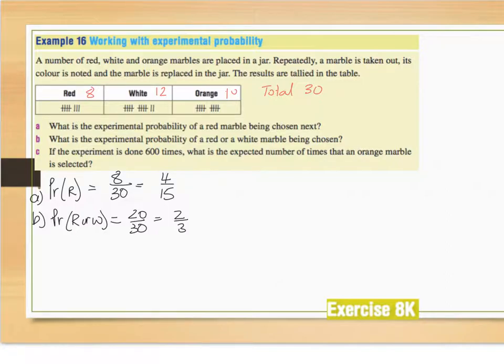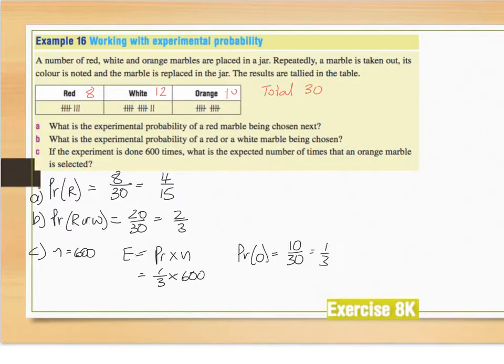Now, in C, the experiment is done 600 times, so 600 times I'm going to pick up a marble. What is the expected number of times that an orange marble will be selected? So the expected value will be the probability times the number of times that I've done it. First of all, I have to find the probability of getting an orange marble. Well, the probability is 10 out of 30, or 1 in 3. That means 1 over 3 times 600, so I will expect to find 200 orange marbles. This is not a guarantee, but more just what it should be.